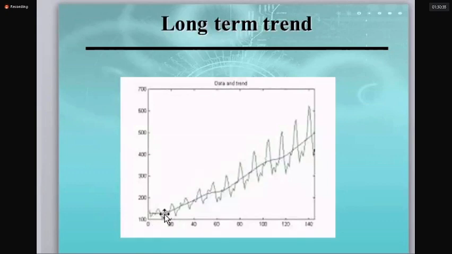So here you can see that in this time series, this is time and these are the values of a variable. In this plot, you can see that there is an increasing trend. So this is the long-term trend. Long-term trend is an increasing pattern. It can be decreasing also.